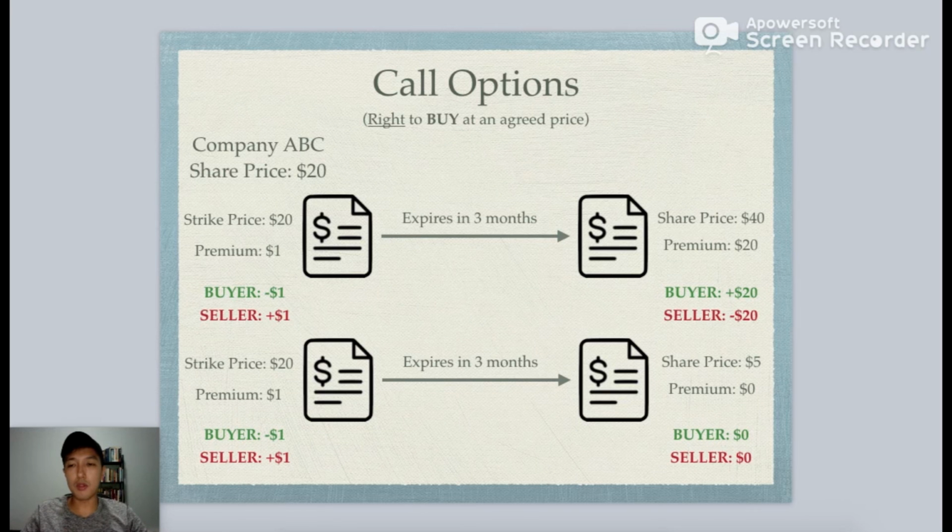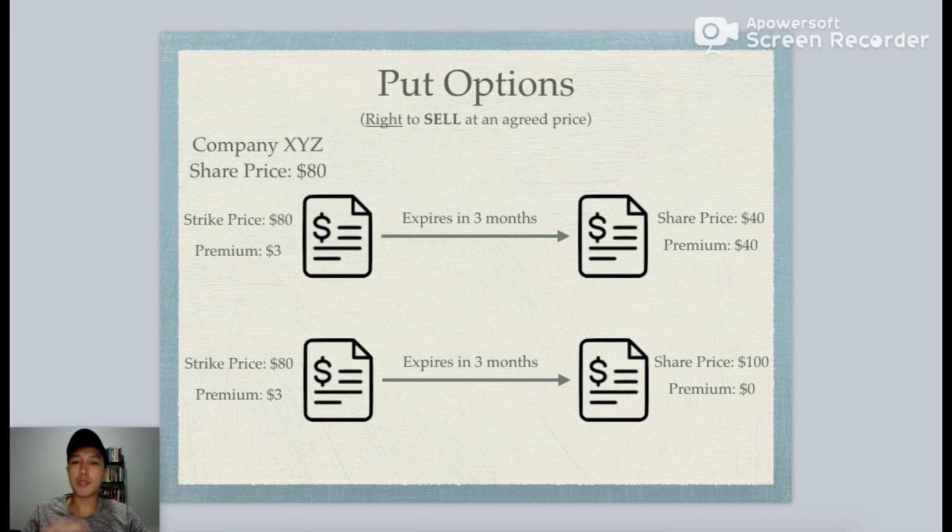Okay, and then let's move on to the put contract. It is pretty much similar. Remember, the put contract is the right to sell. So let's put this into picture. As an owner, as a buyer of a put contract, upfront you have to pay, let's say in this case, $3 to buy this contract.